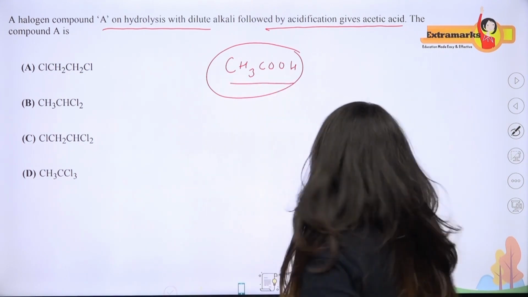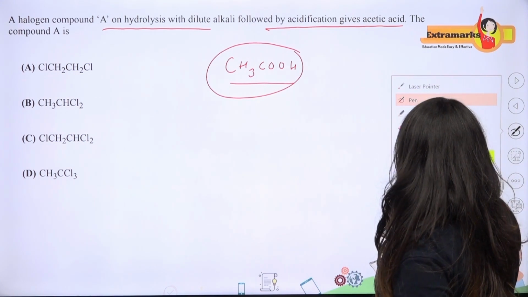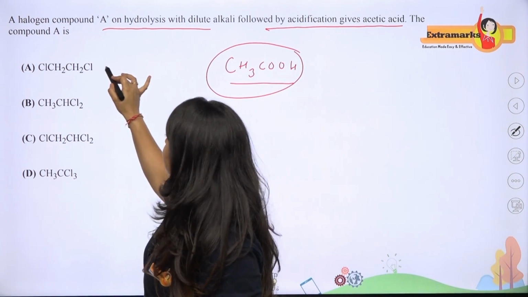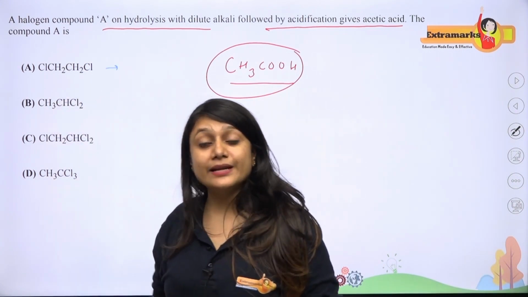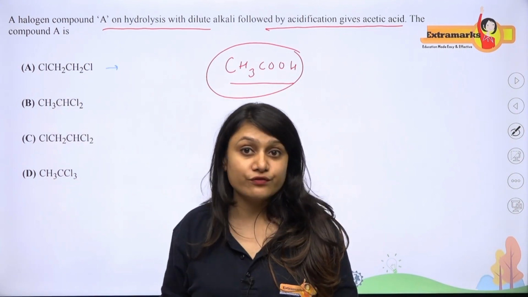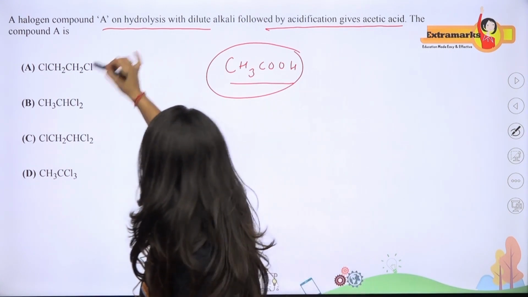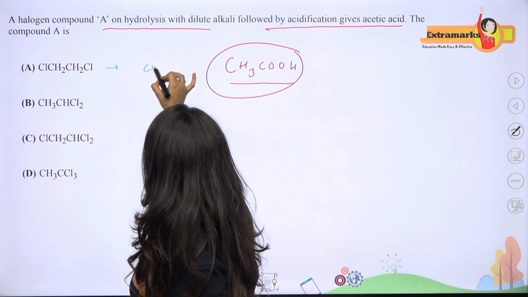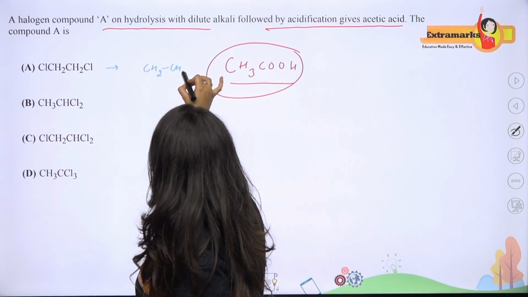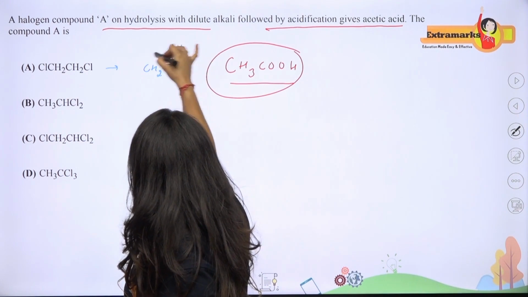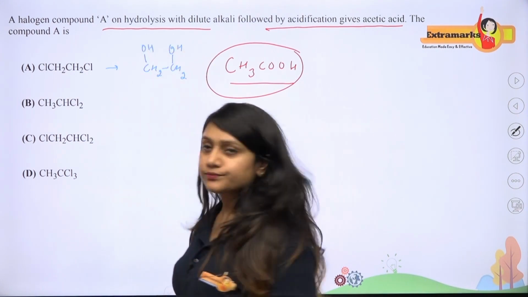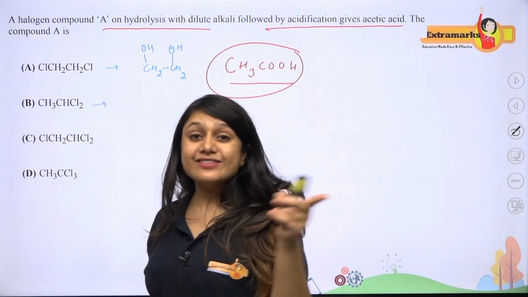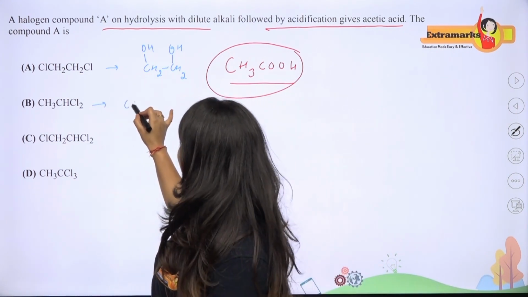So let's see. As you can see, let's look at the first option. Both the Cl will be replaced by OH when you undergo hydrolysis, okay? So I'm just writing down the hydrolysis product, so this is going to be the product. So please tell me, is this acetic acid? No. It is a vicinal diol. No, incorrect.